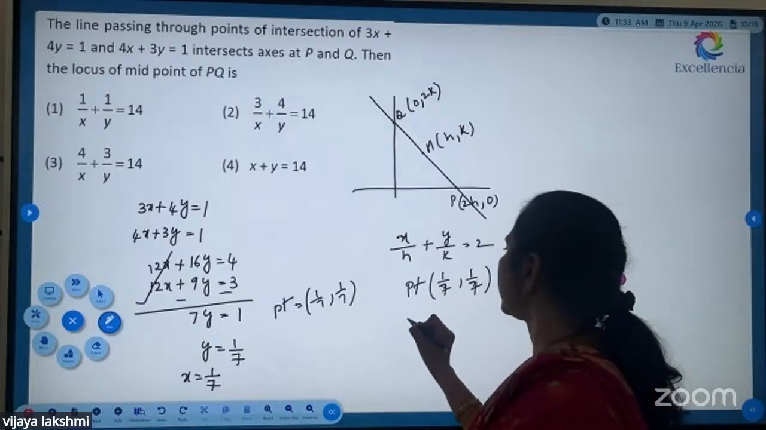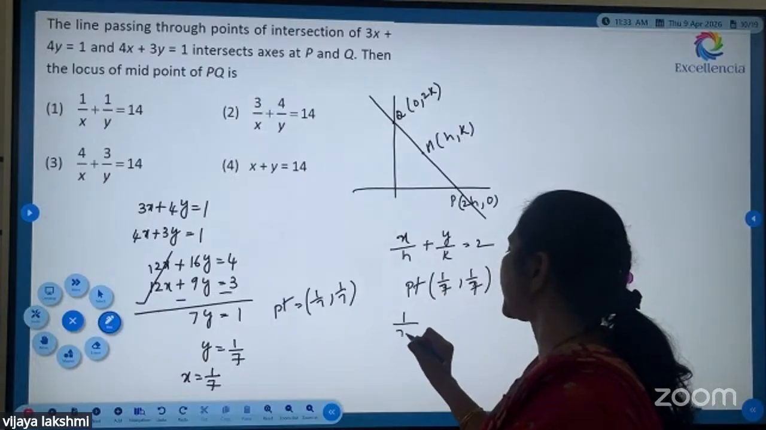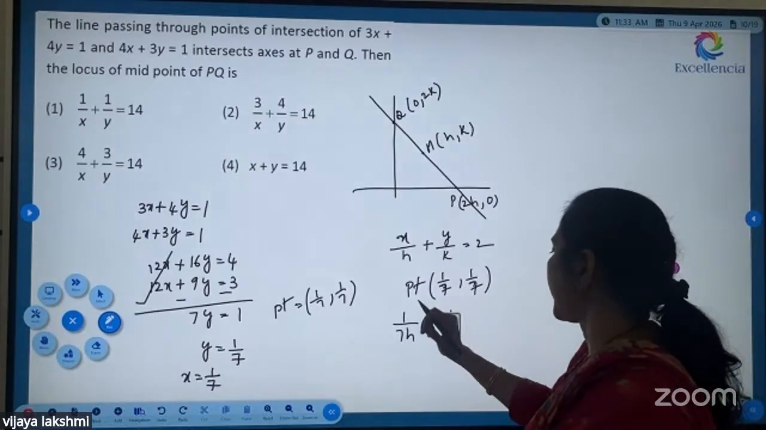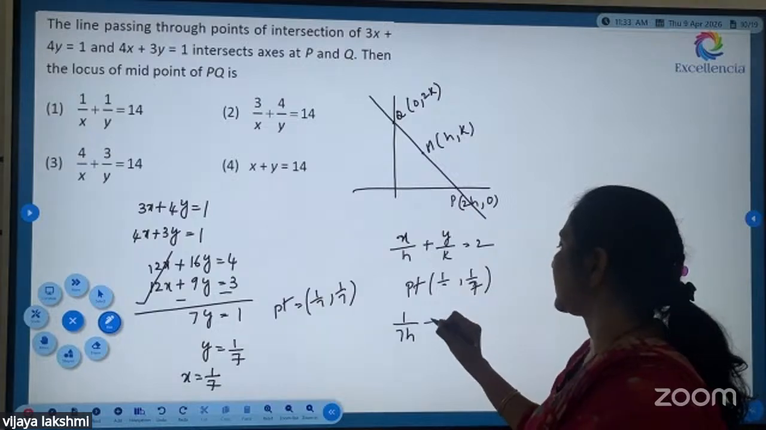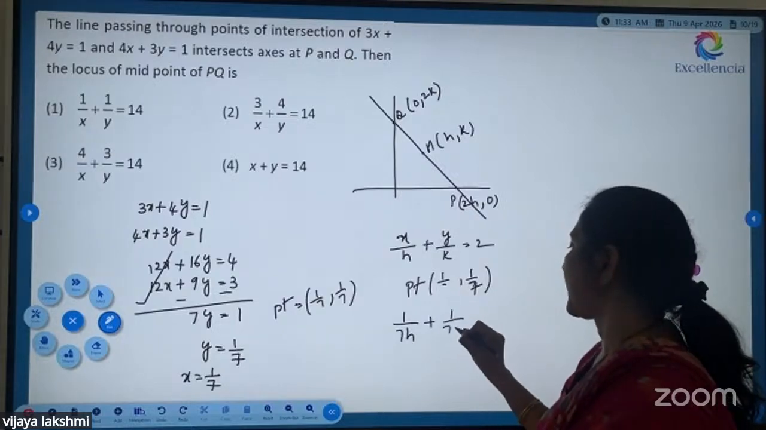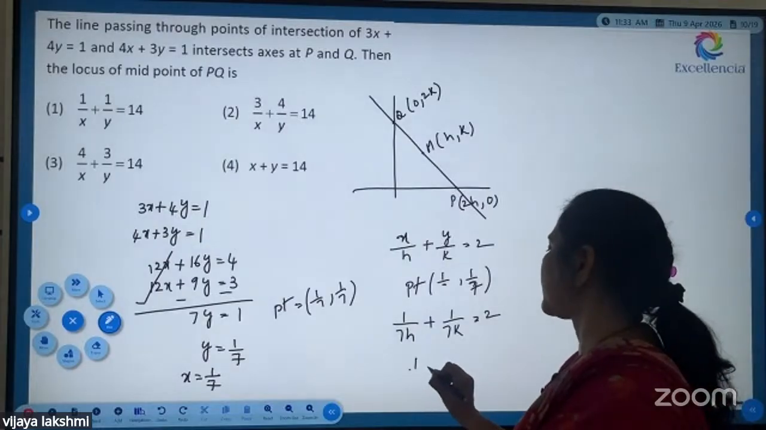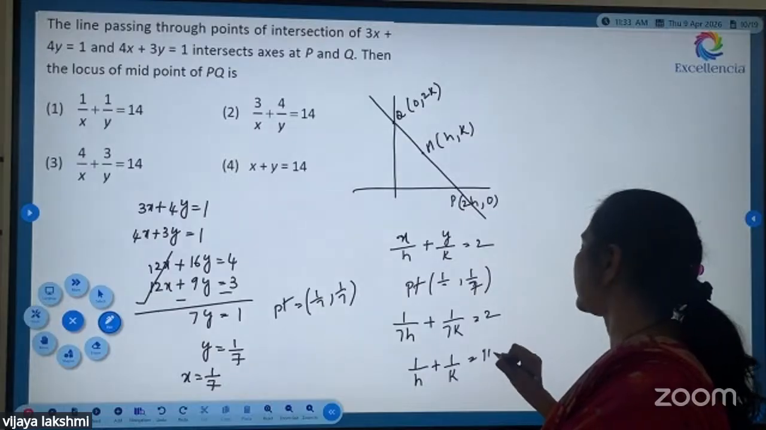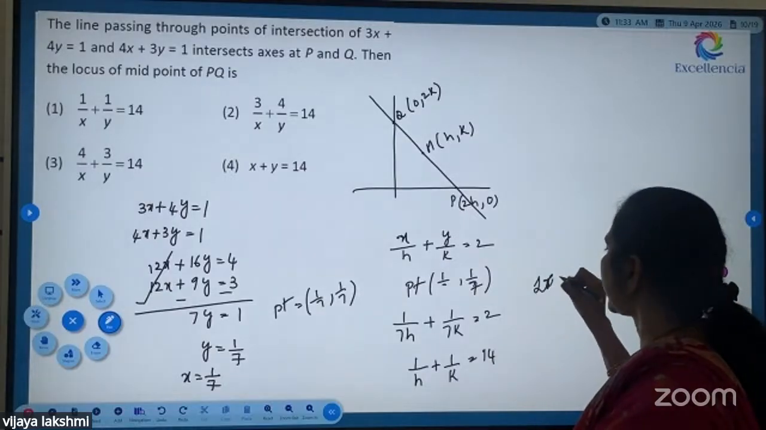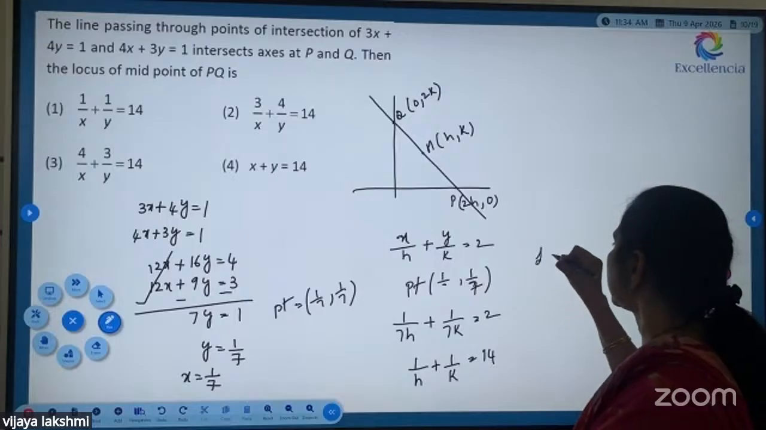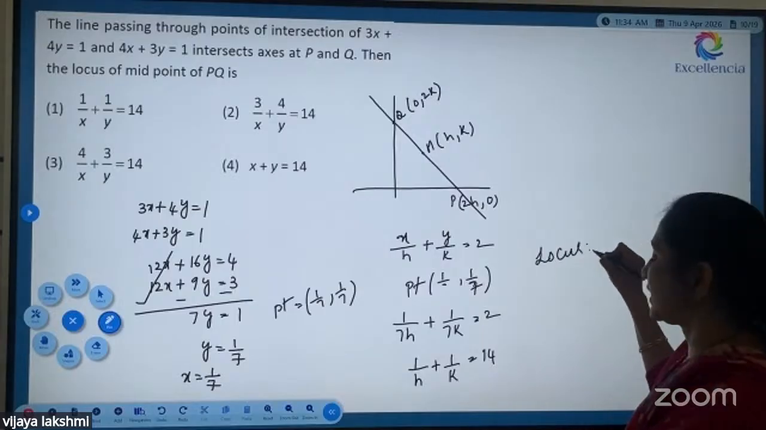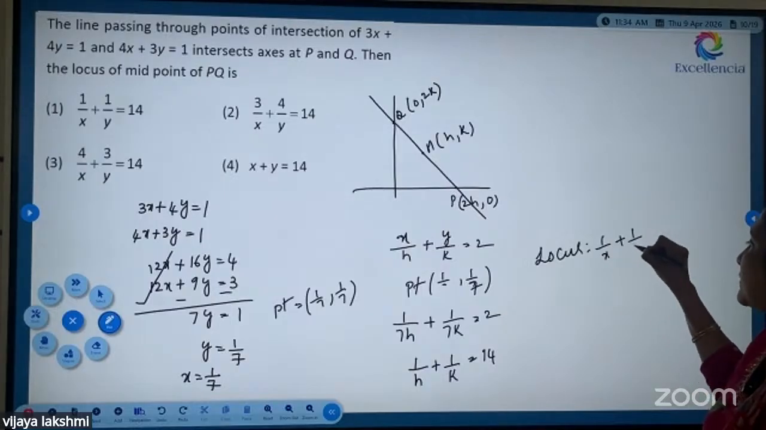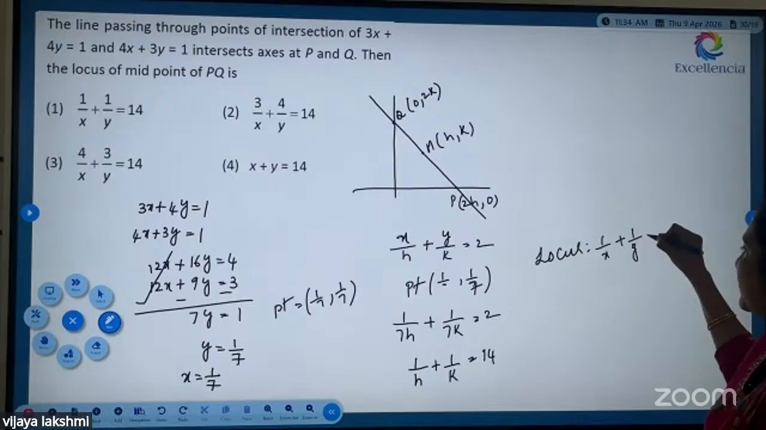Just to substitute it, given that we are substituting 1 by 7h plus 1 by 7k equal to... then you can write it 1 by h plus 1 by k equal to 14. Then if you write the locus, what do you get? You write the locus for this. We get 1 by x, h comma k is the locus point. That's why I'm eliminating h and k by using x and y.